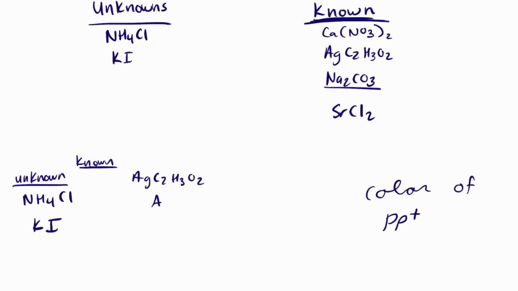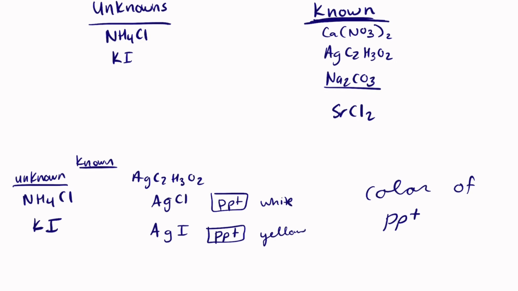And we're going to get silver chloride, and we're going to get silver iodide, both precipitates. So right now on paper, it might look like you can't really tell them apart, but if you use Google to look this up, you'll find that silver chloride is a white precipitate, and silver iodide is actually a yellow precipitate. And so that color helps us tell them apart.